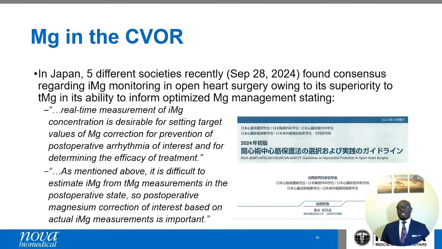For this reason, researchers in Japan from 5 different societies recently reached consensus regarding ionized magnesium monitoring in open heart surgery, and they recommended that real-time measurement of ionized magnesium is desirable for setting target values of magnesium correction for prevention of post-op arrhythmia and for determining the efficacy of treatment. They also mentioned that it is difficult to estimate IMAG from total MAG measurements in the post-op state, so post-op magnesium correction based on IMAG is important compared to total MAG.